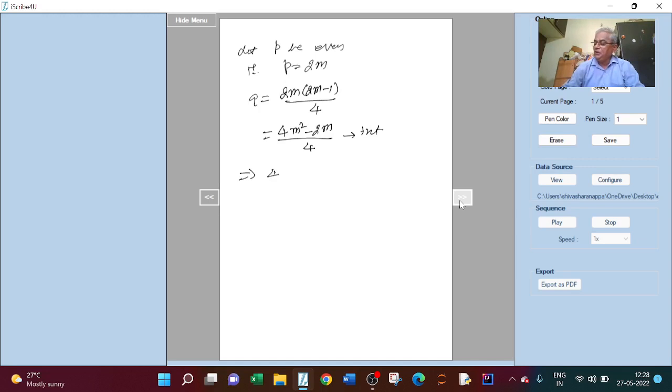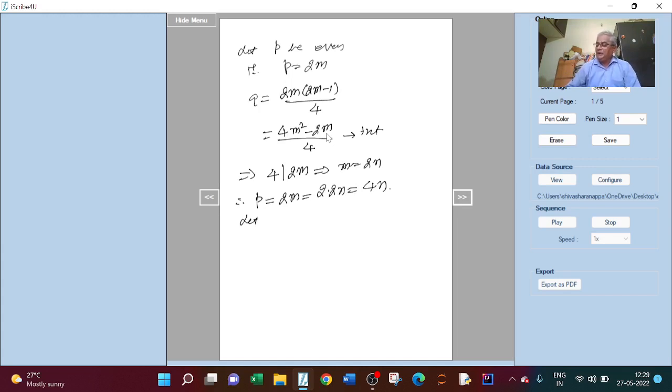What this implies is that 4 must divide 2 into M, because 4M square is divisible by 4, so 4 must divide this quantity also. Therefore this must be 4 into something. So that implies M must be 2 into something, that is M is equal to 2 into n. Therefore we have taken P equal to 2 into M. This is equal to 2 into 2n. This is equal to 4 times n. So P equals 4n.